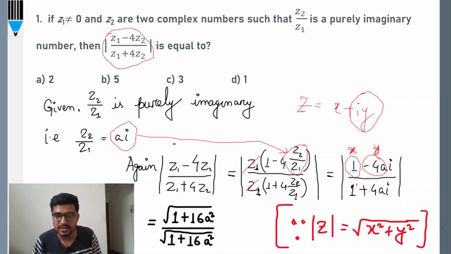And similarly here in this case x is 1 and y is plus 4a. In both the cases, whether we square minus 4a or plus 4a, the modulus is the same, because this is mod, this is also mod. When we square x and y, in both the cases it will be 1 plus 16a square, right? So above and below we have the same number, so we can cancel it out and we'll get 1. So the answer is 1, and our option 2 is right here.